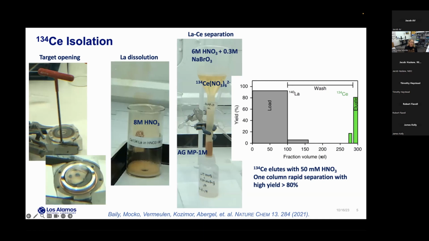Here on this plot, you can see the fraction volume versus yield, where we can track the lanthanum because lanthanum-140 gets co-produced. Then we wash off all the stable lanthanum, which is a huge amount. And then we can selectively elute the cerium-134. We remove the oxidation agent, and then we can elute the cerium with 50 millimolar nitric acid. This is a really beautiful separation. It only takes one column, it's fast, and we obtain cerium in high yield.